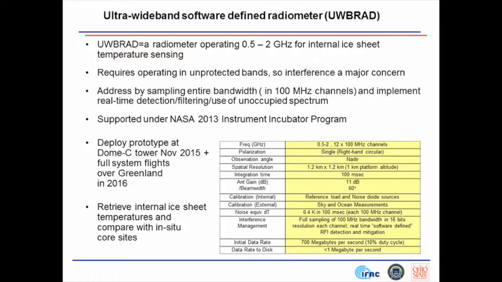Our goal there will be to try and retrieve internal ice sheet temperature information and compare it with core site measurements. Here are a few properties of the instrument in this table. It's basically, as I said, a multi-channel radiometer. It just observes at nadir. We're only using a single angle and single polarization, to be flown at an altitude such that we get about 1 kilometer spatial resolution on the ground in the flights. It has a relatively long integration time and a low gain antenna, because we preferred to have an ultra wideband antenna for which the pattern would be fixed across frequency in this application. There are a few other properties listed in the table there.